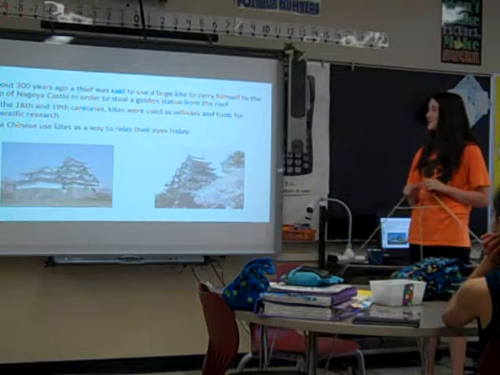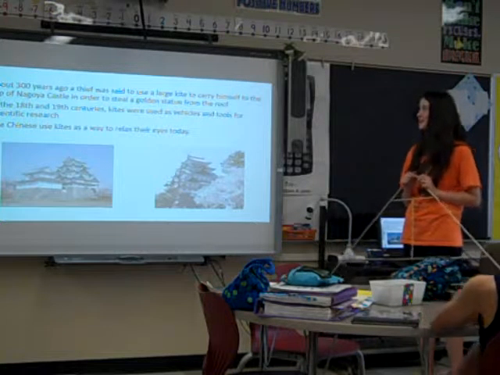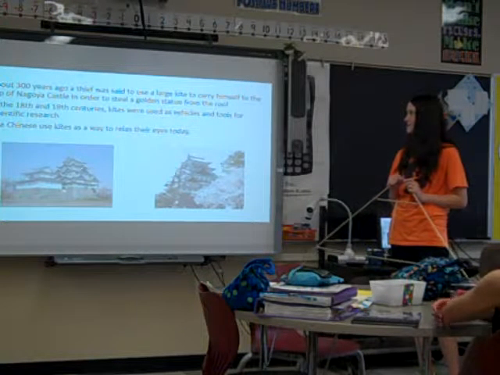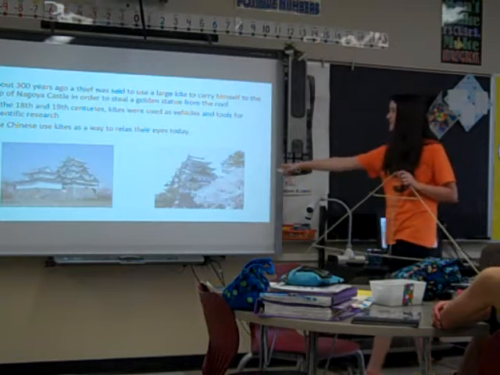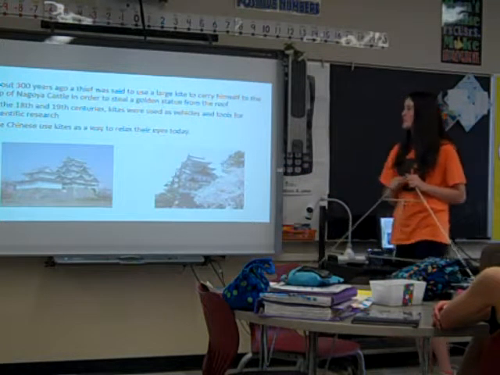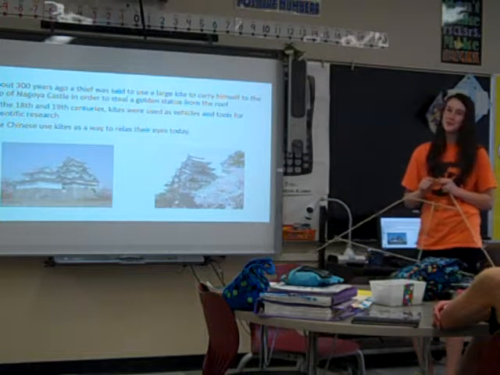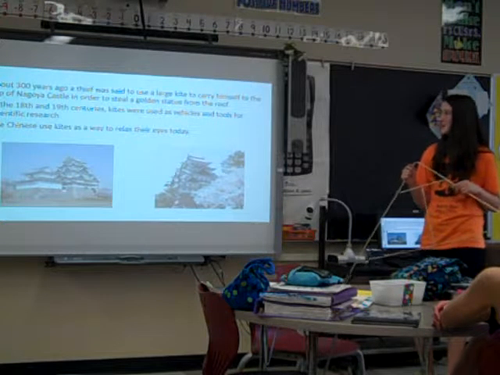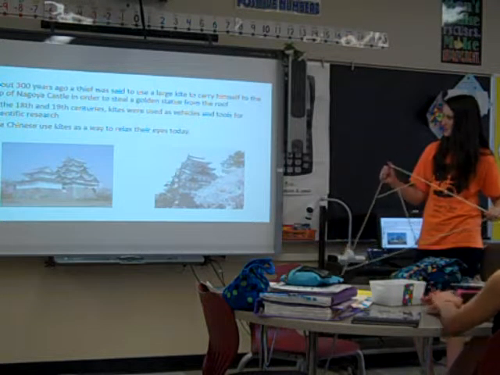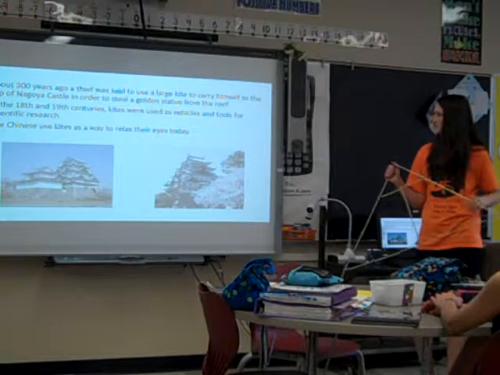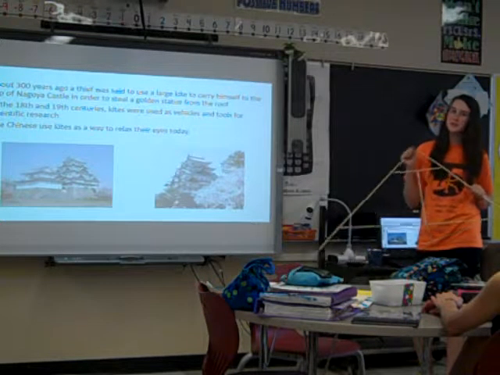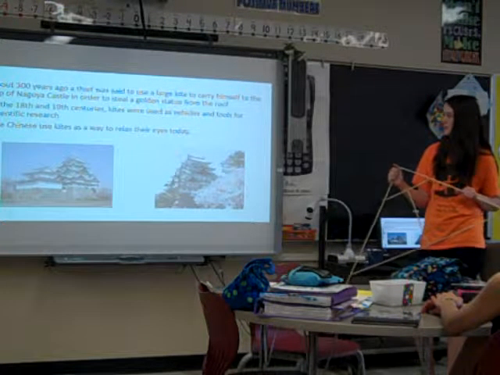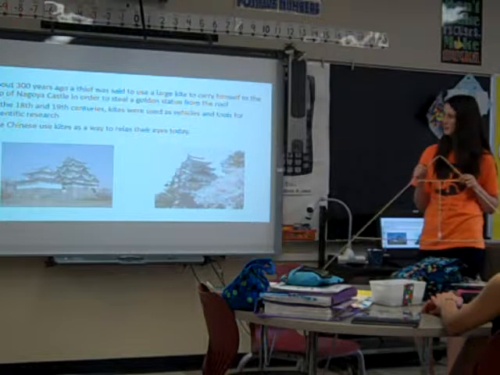This is a really weird story, but about 300 years ago, a thief was said to use a large kite to carry himself to the top of Nagoya Castle, that's Nagoya Castle, to steal a golden statue from the roof. I thought that was really cool, that someone could actually pick themselves up with a kite. And then kites were also used in scientific research, like the famous Benjamin Franklin kite lightning experiment.